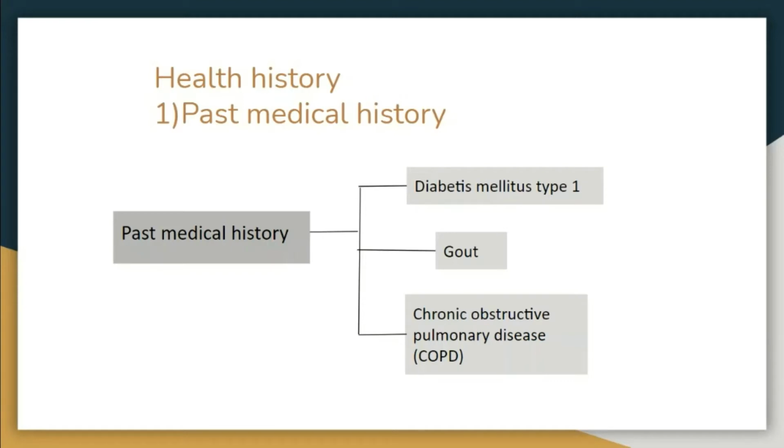Secondly, gout. He is also compliant with his medication, which is colchicine, to control his gout, and also compliant with the doctor's advice not to eat certain food, for example meat and seafood. And then the last one is COPD, or chronic obstructive pulmonary disease.